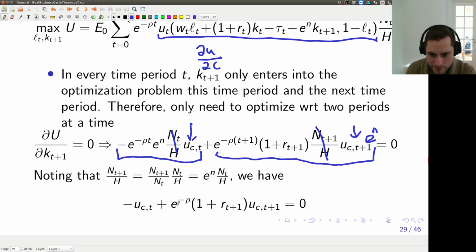We're going to be able to solve for this expression here. Let's see here. Right, so here we've got a e to the power negative rho t. Here we've got an e to the power negative rho t plus 1. So we can actually cancel out this term and then cancel out the t here. All right.